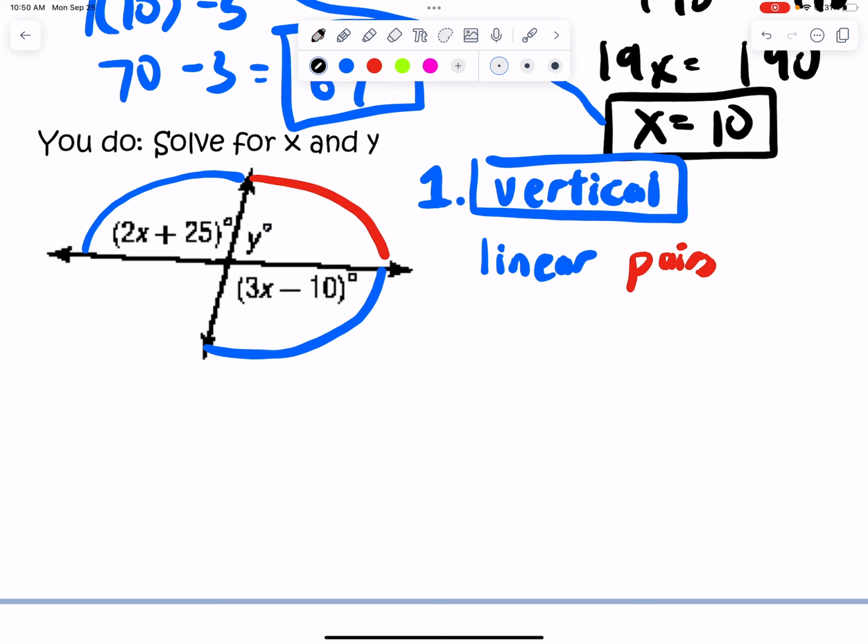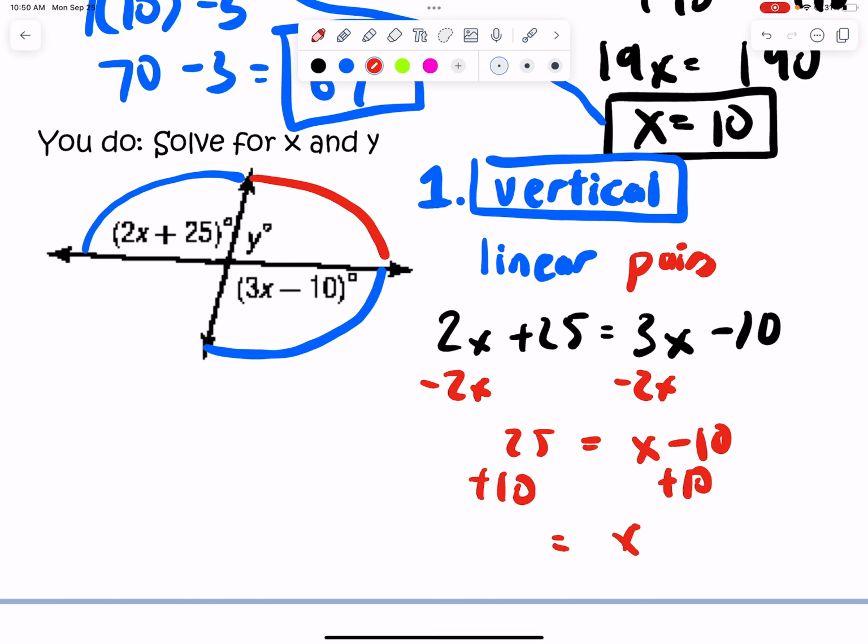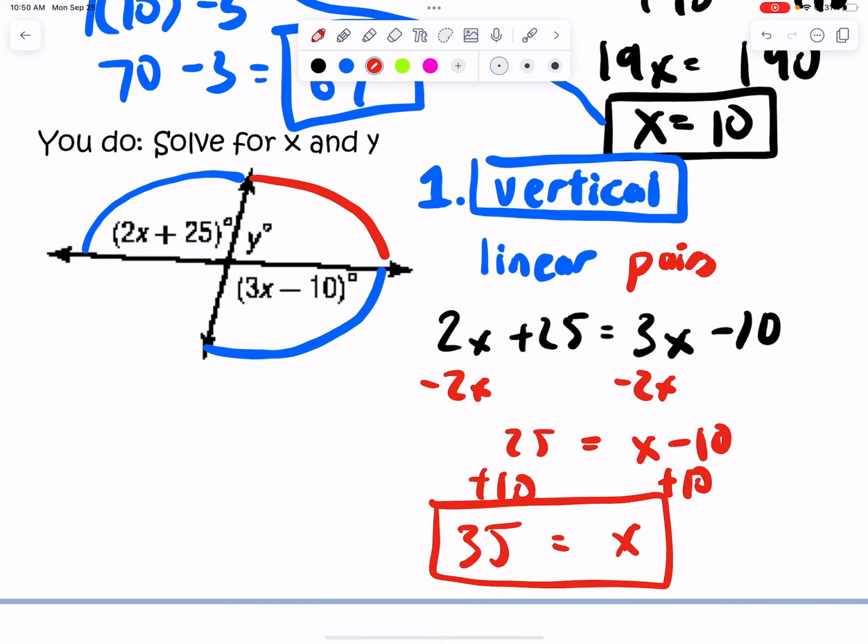Alright, so when setting up our x equation, our vertical angles equation, we'll have 2x plus 25 is equal to 3x minus 10. Now we're moving the variable to the other side, so minus 2x, minus 2x. That's 25 equals x minus 10. Plus 10, plus 10. x equals 35. So I found x.